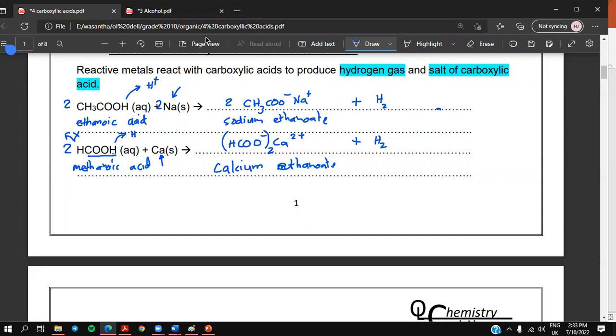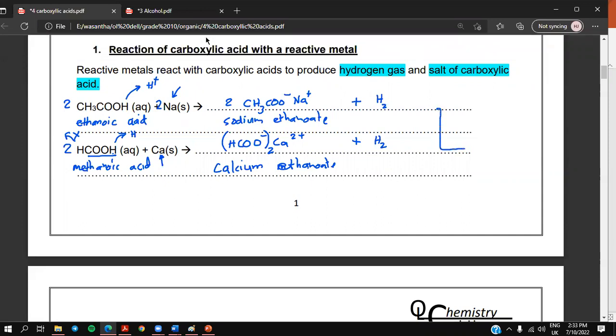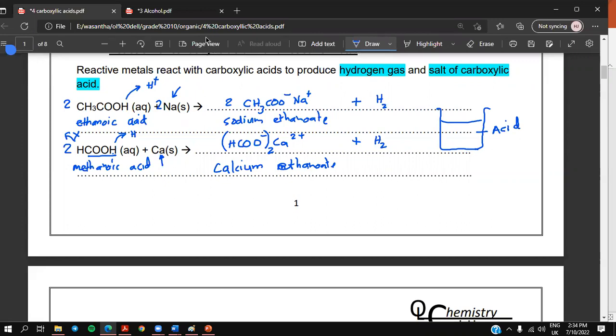If you do this reaction in the laboratory, you can take a beaker and take the acid into the beaker. I'll just write acid. We know that we are discussing carboxylic acid. If you add a piece of metal, you can see the metal moving down. This is a metal. The reaction produces hydrogen gas. So you will see formation of gas bubbles. If gas bubbles are produced, we call it an effervescence. We can see an effervescence during the reaction.